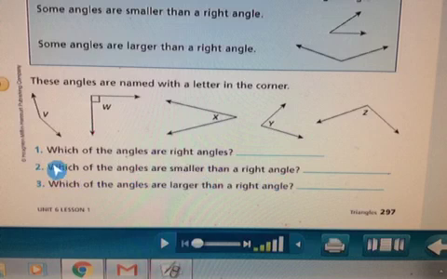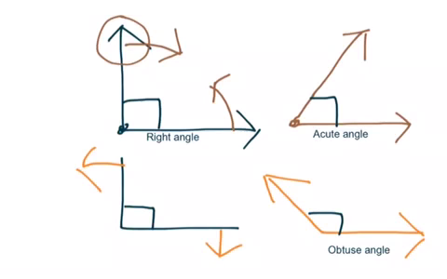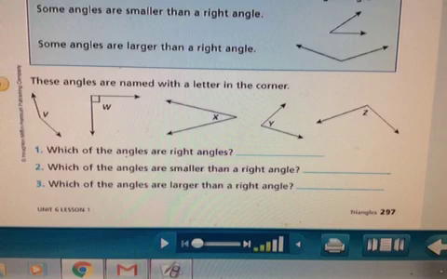So, which of these angles are right angles? Remember, a right angle means that you can make a square in the corner. Which of these angles can you make a square with? If we look at the corners, can we make a square here, here, here, here, or here? The only one that we can make a square with is W. So we put W for our answer for number 1.